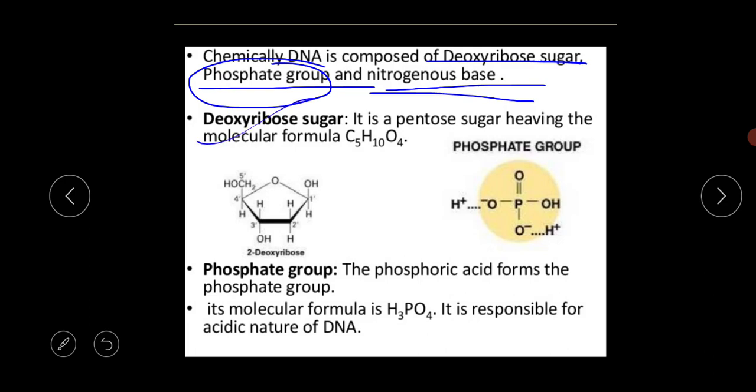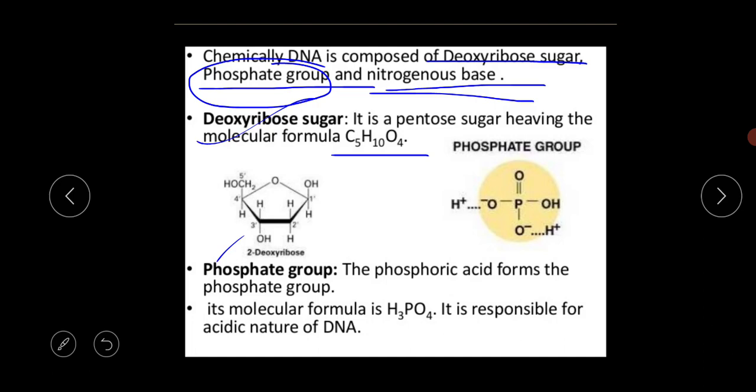First is the deoxyribose sugar. It is a pentose sugar having the molecular formula C5H10O4. This is the structure of the deoxyribose sugar. Just look at the structure: we have a total of 5 carbon, 10 hydrogen and 4 oxygen atoms.